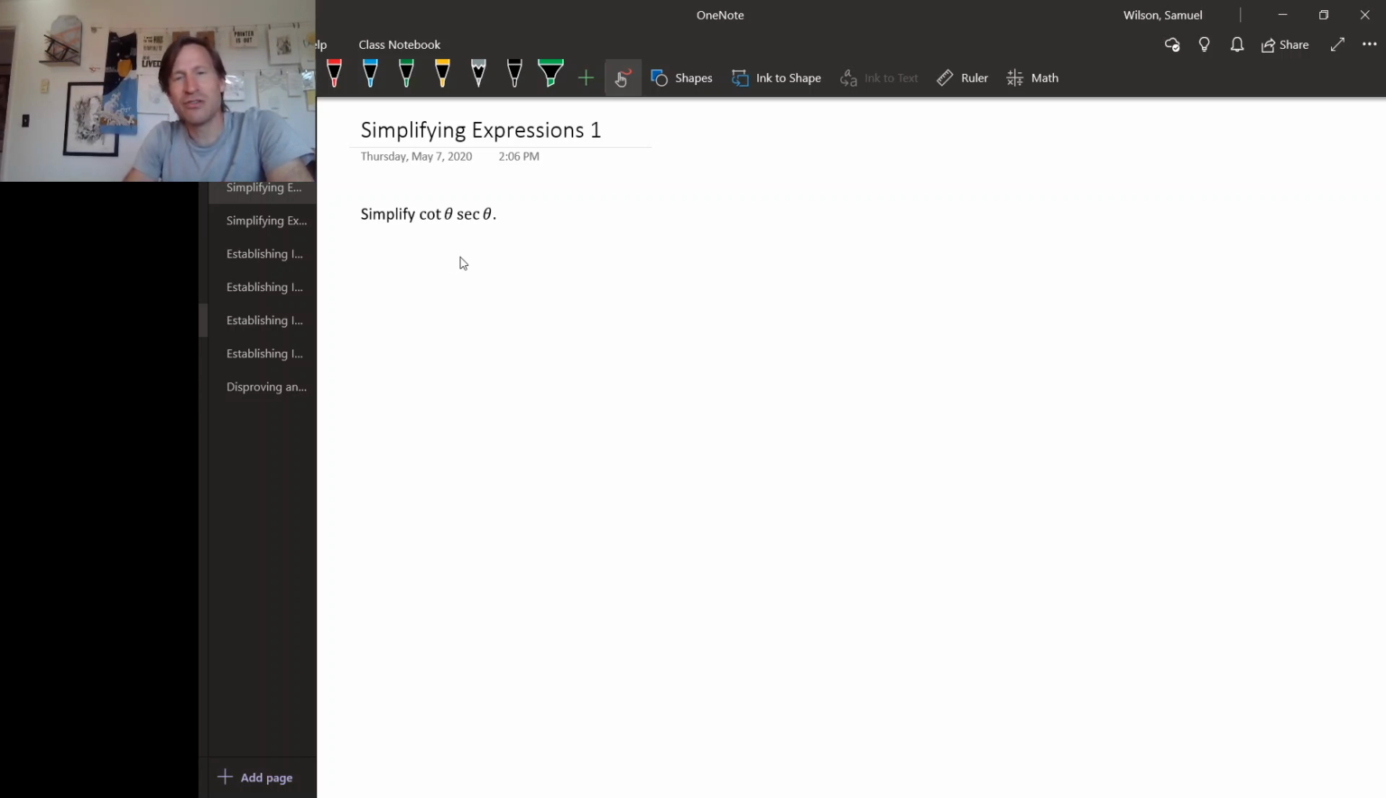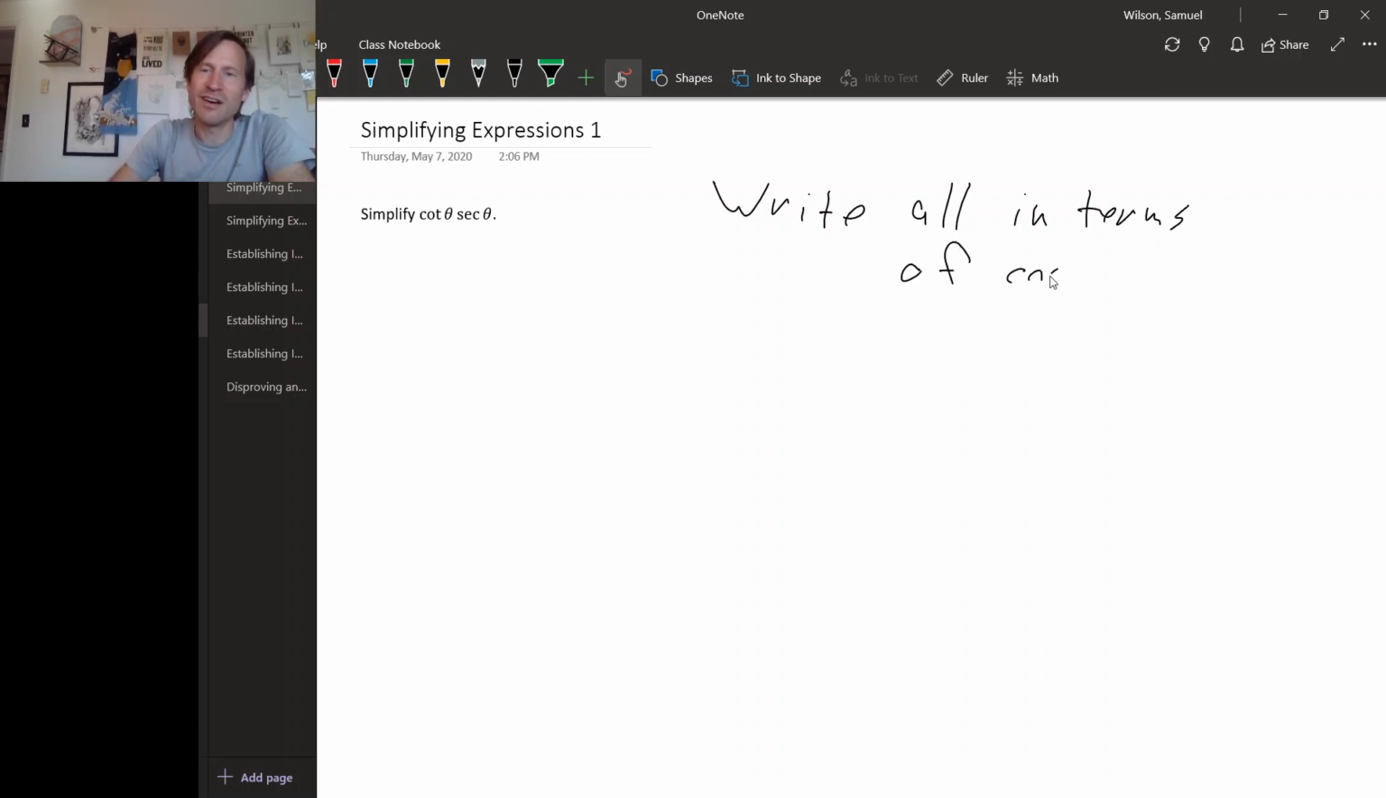If you think back to the catalog of all of the identities we have available to us, one thing you can always do is write all trigonometric functions in terms of cosine and sine. That's always an option. It won't always necessarily help, but it's always something you can try. And let's try it for this one: cotangent theta times secant theta.